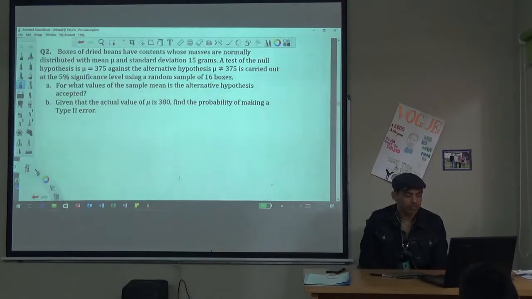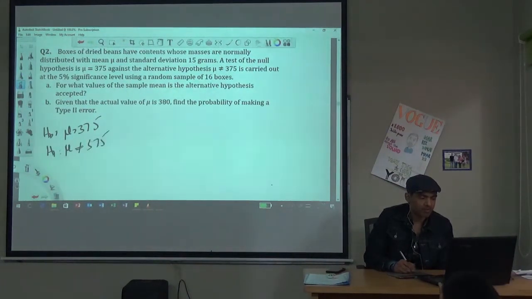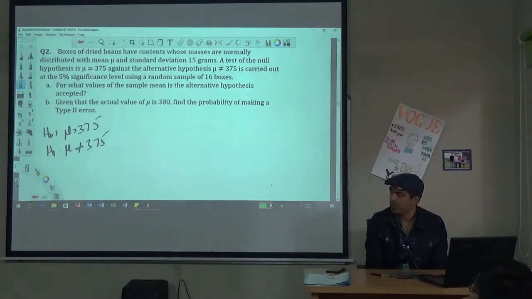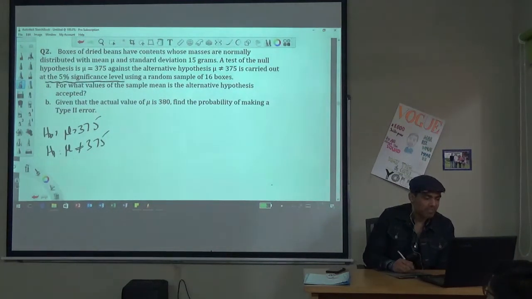Let's write the hypothesis, which I believe I already mentioned. Null hypothesis: mu equals 375. Alternative hypothesis: mu not equal to 375. Against the alternative hypothesis, mu not equal to 375, at a 5% significance level.